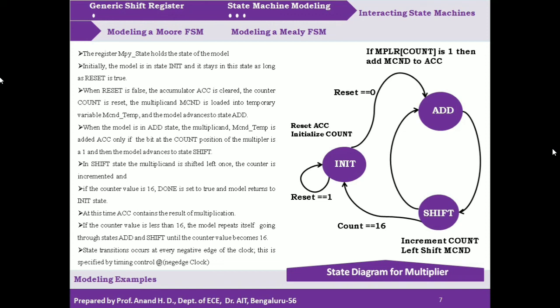Okay. And one more thing we should note here is the state transitions. Whether it is a state transition from initial state to add state or add state to shift state, all these state transitions occur at every negative edge of the clock. Okay. So the state transitions are synchronized with the negative edge of the clock. Why? Because we have used the control signal always at the negative edge of the clock. Okay. So we should take care of these things with respect to state machine modeling. So that completes the second topic with respect to this module, that is state machine modeling.